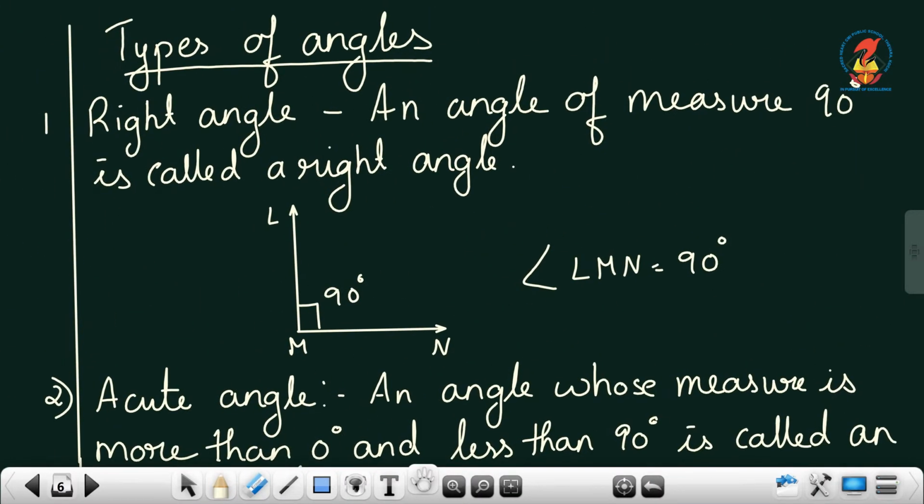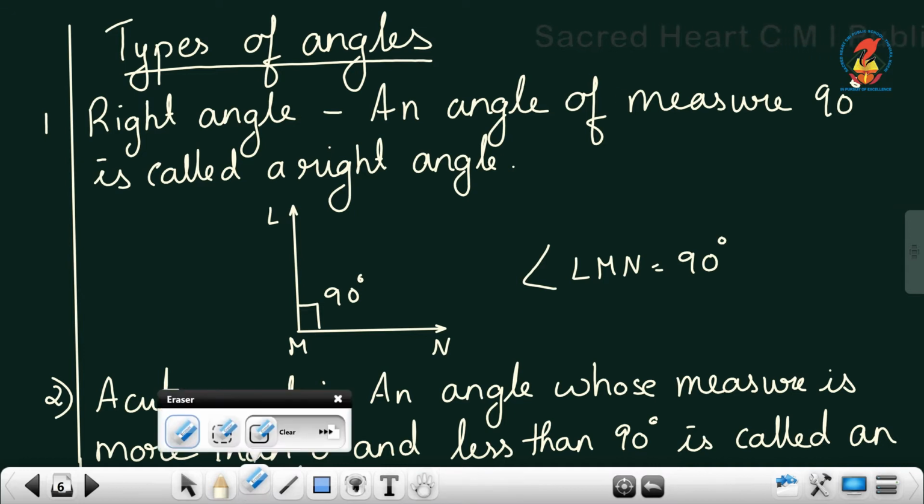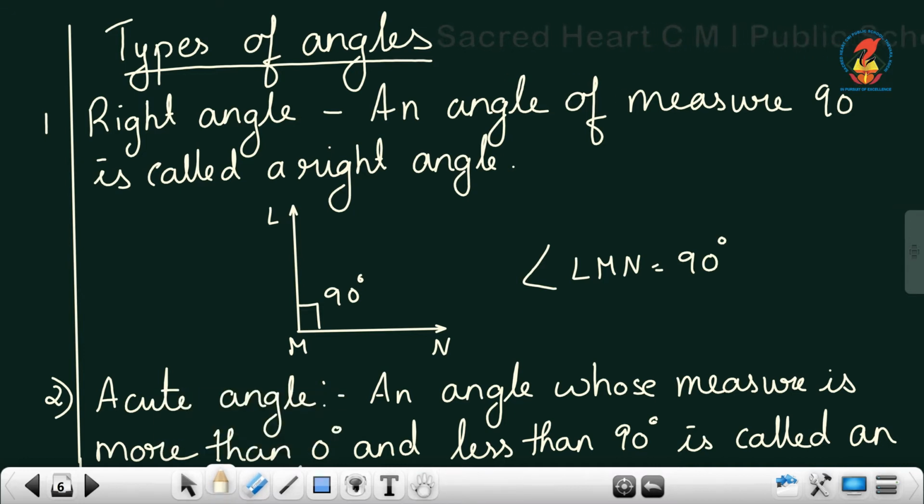First one, right angle. The first type of angle is right angle. What is a right angle? An angle whose measure is 90 degree. An angle whose measure is 90 degree is called a right angle. This is a 90 degree angle. It looks like this, like an L shape.